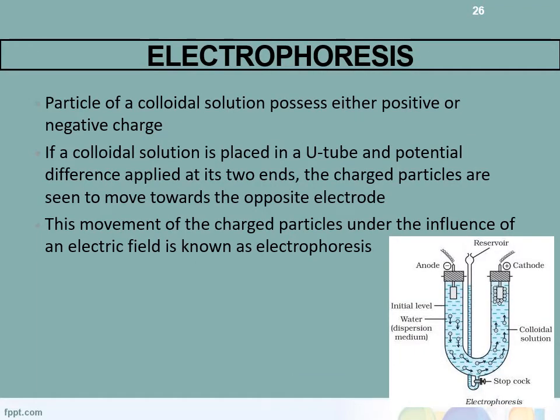Another unique property of colloid is electrophoresis. The particles of a colloidal solution possess either positive or negative charge. If a colloid solution is placed in a U-tube and potential difference is applied at its two ends, the charged particles are seen to move towards the opposite electrode. This movement of the charged particles under the influence of an electric field is known as electrophoresis.